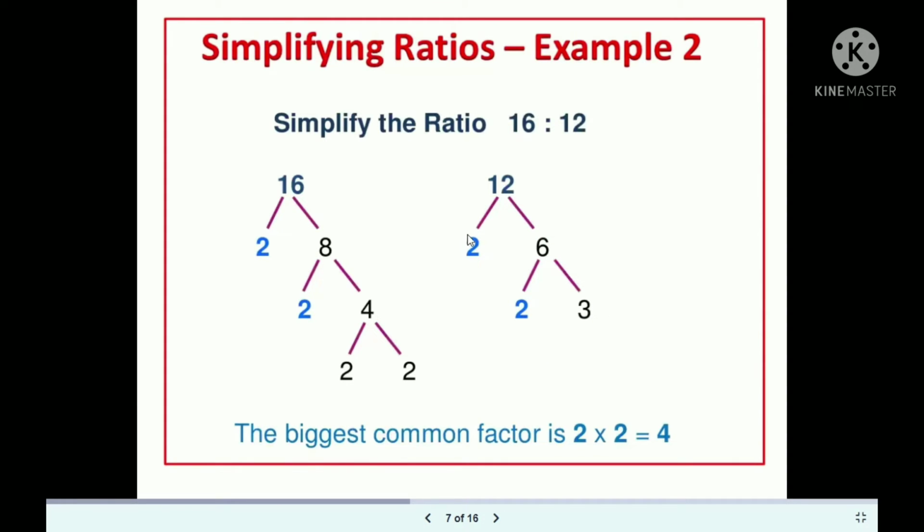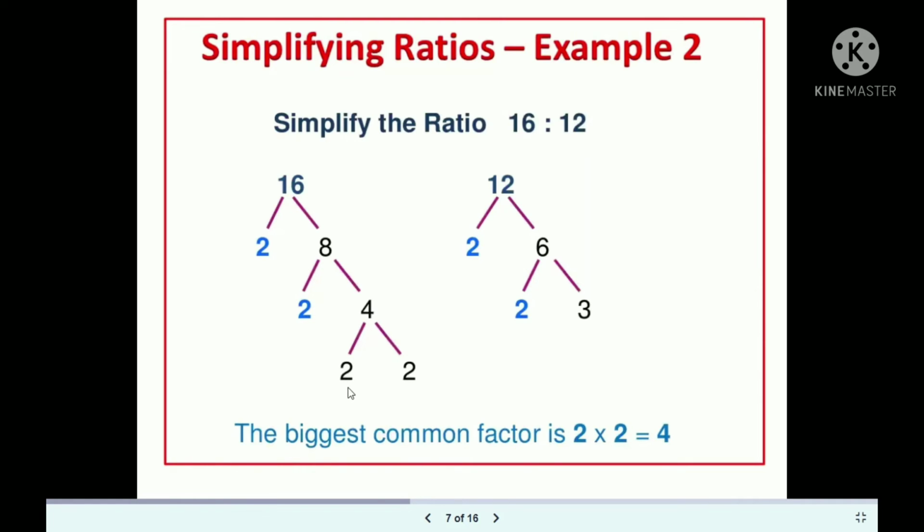So, we have simplifying ratio, example number 2. Simplify the ratio of 16 is to 12. So, using factor tree method, hahanap po tayo ng prime factors ng 16. So, we have 2 and 8. 2 is already a prime number and 8 is composite. Kapag composite pa po, ay diretso pa po kayo sa paghahanap ng kanilang prime factors. So, ang kasunod po is 8. The factors of 8 are 2 and 4. So, 2 times 4 is equal to 8. However, 4 is not a prime. It's composite.